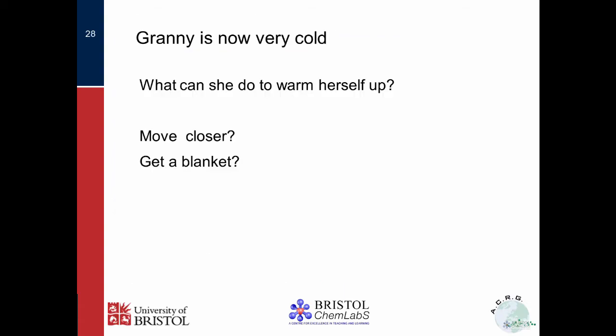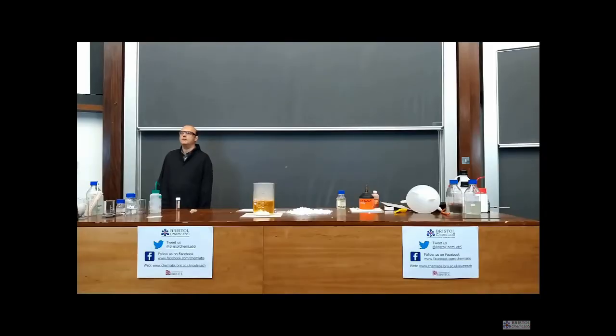Now, there are a couple of things that Granny could do. Granny could move closer to the heater, or Granny could get rid of the animal or small child that's blocking the heat. Well, those things can't happen in the Earth system. We can't get rid of water, and we wouldn't want to. And although the distance between the Earth and the Sun varies, it's nowhere near enough to recover that heat that's been lost. So Granny could also get herself a blanket, and that's effectively what the Earth does.